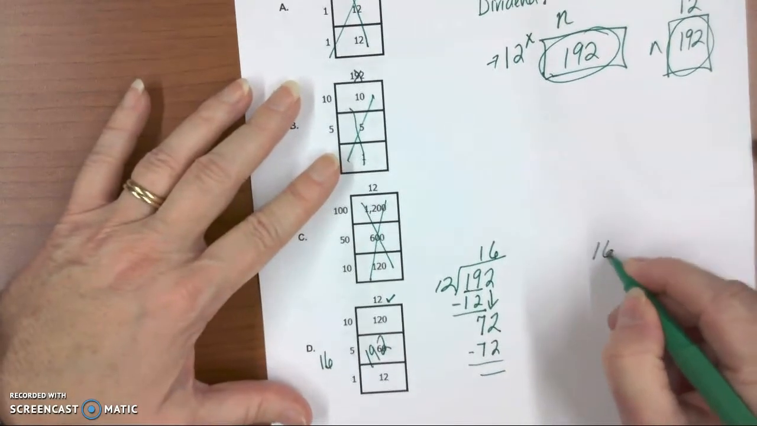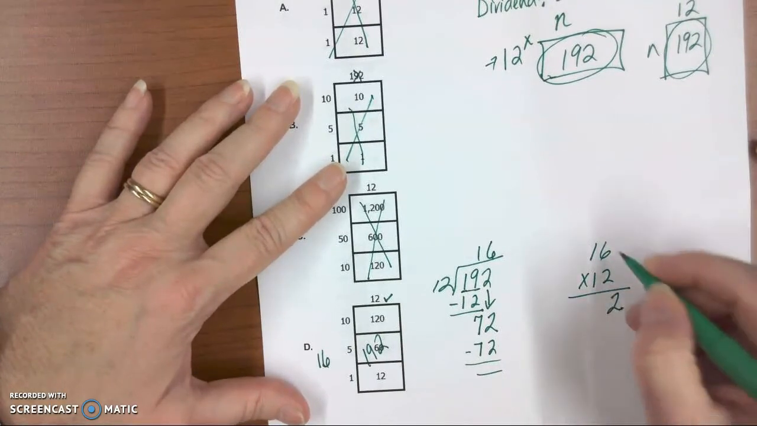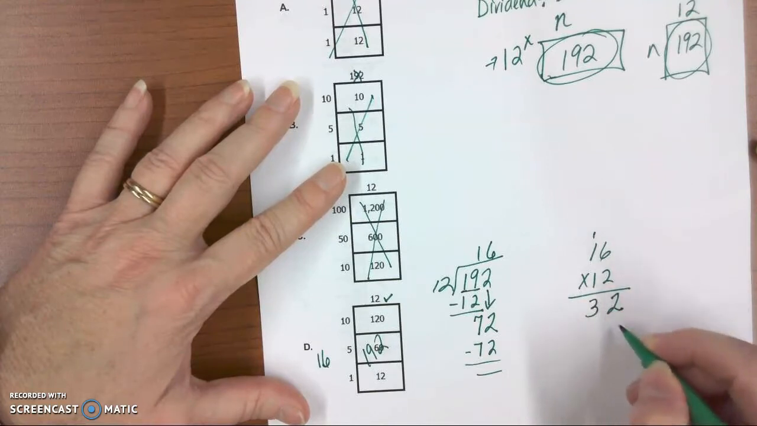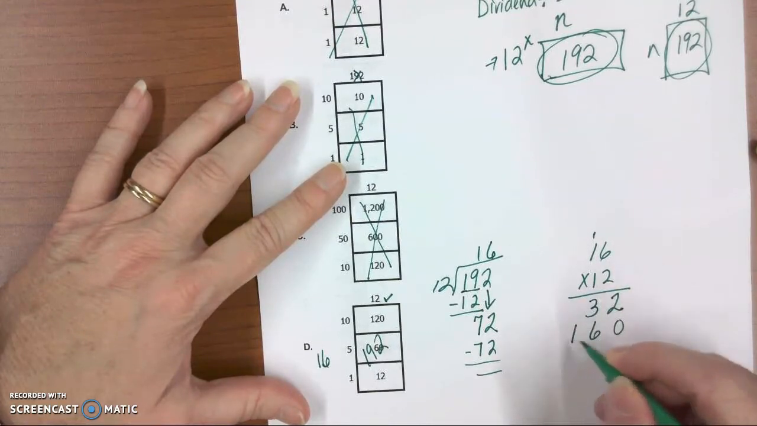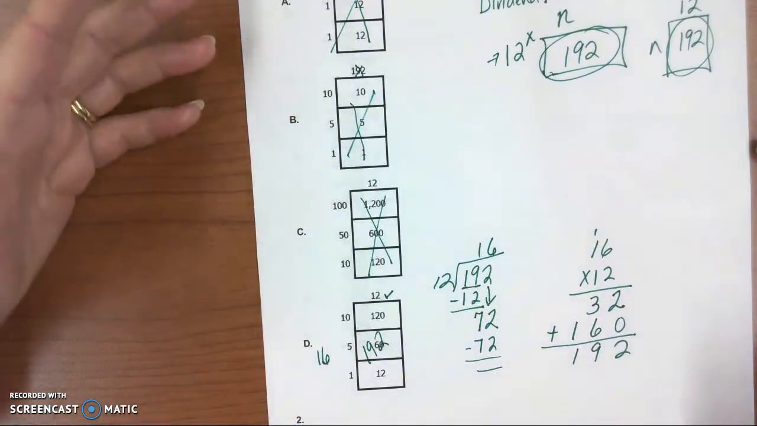Or you could say 16 times 12. 2 times 6 is 12. Carry the 1. 2 times 1 plus 1 is 3. Put a 0 as a placeholder, and 1 times 16 is 16. So either way, it gives you the right answer.